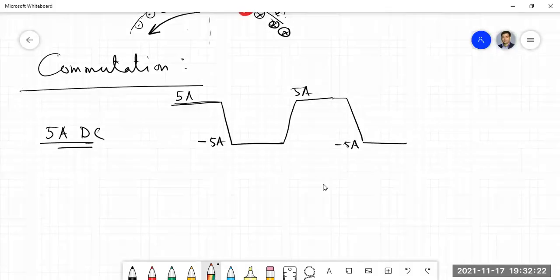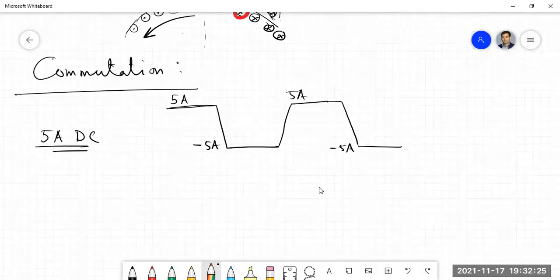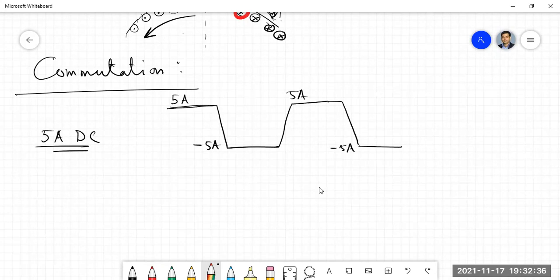We are discussing the commutation in DC machine. Commutation means changing the direction or the sign of the armature current. If the armature current before commutation was 5 ampere, after commutation it will be minus 5 ampere, and it will be oscillating like that, plus 5, minus 5, plus 5, minus 5. In this way, it generates an alternating waveform, not purely sinusoidal, but an alternating waveform only. So by commutation we are getting an inverter job.